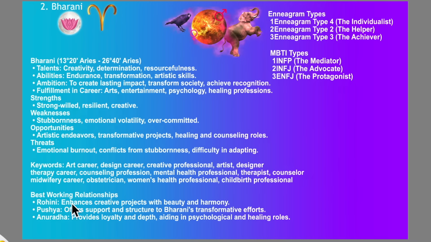Best working relationships: Rohini Nakshatra, because it enhances the creative projects with beauty and harmony. Pushya Nakshatra offers support and structure to Bharani's transformative efforts. Bharani is interested in transformation. The womb is interested in transformation. This is the first of all the 27 nakshatras. This is the first one which begins the process of transformation. Creation of life happens in the womb, where something inanimate is being transformed into something life-giving.